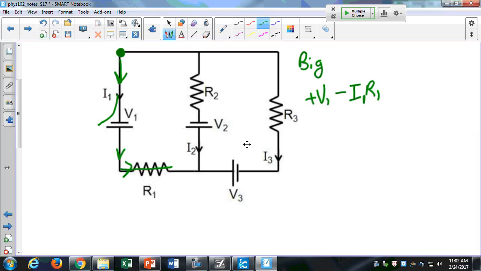Minus I1 R1, plus or minus V3? Minus V3. It's like that little girl going down the slide. And minus the toe. Minus the toe. There you go. That's a good way to remember that. If you go down the slide, it's minus a toe.